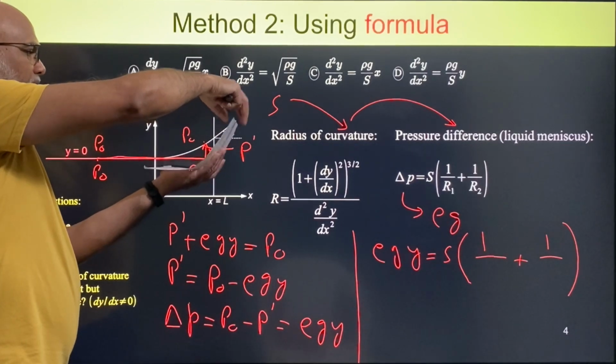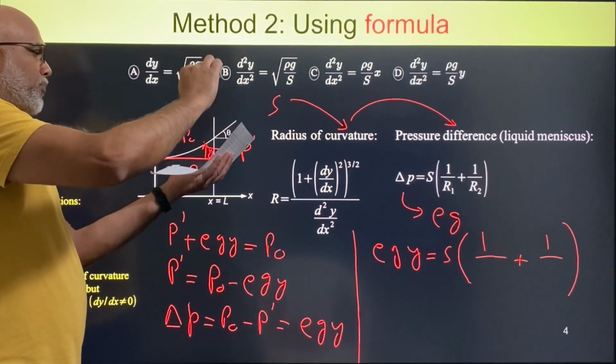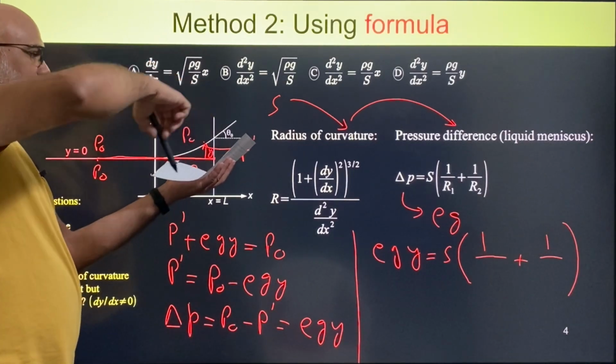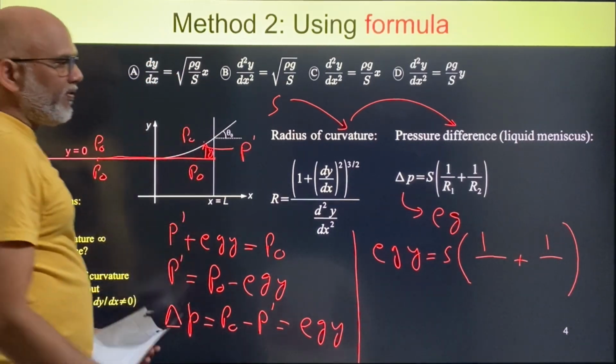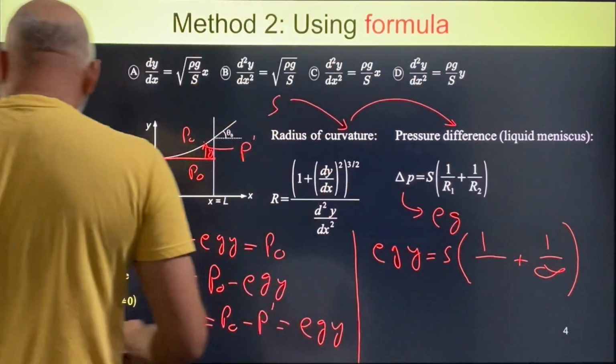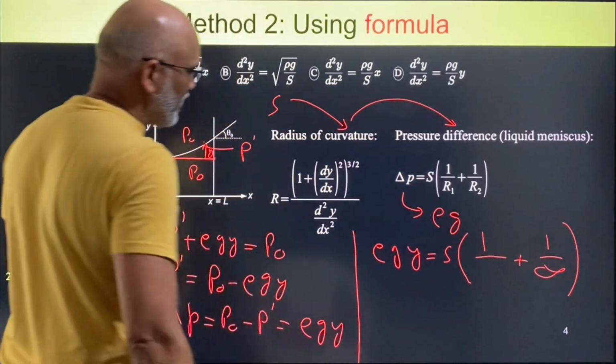So this will be one radius of curvature. The other radius of curvature will be this, but this will be a straight line. So the radius of curvature is infinite. So this is going to be infinite. Now what will be this radius of curvature? That we can get from here.